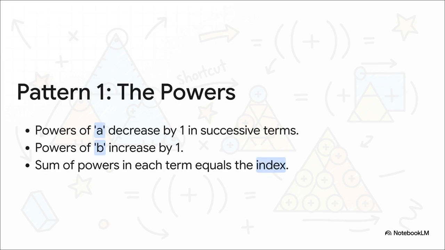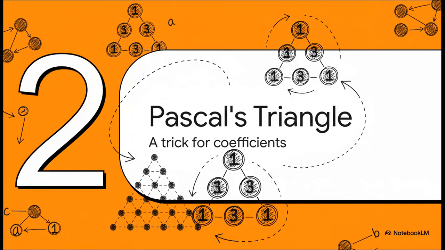Okay, now here's where it gets really interesting. There's a super simple pattern hiding right here. In any of these expansions, just notice how the power of the first term, a, keeps decreasing. It goes down, down, down. And at the very same time, the power of b keeps increasing. It goes up, up, up. And here's the real magic. If you add up the powers in any single term, they always equal the main power, the index. How simple is that?